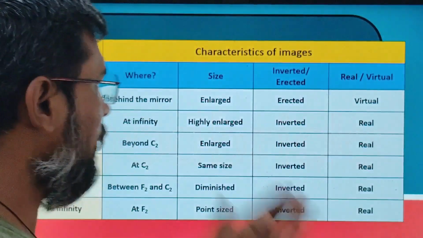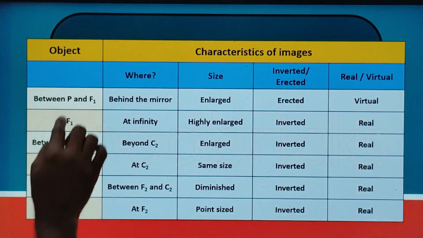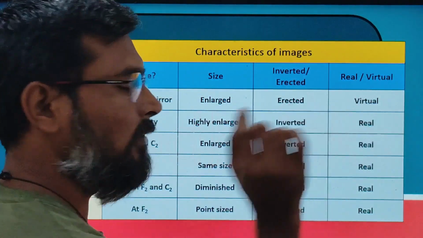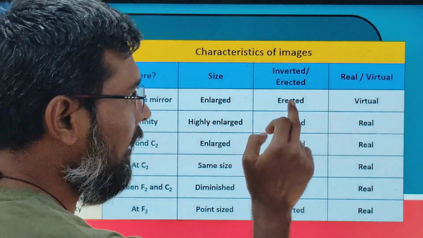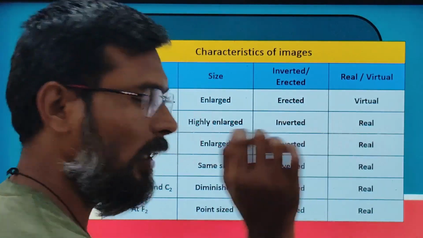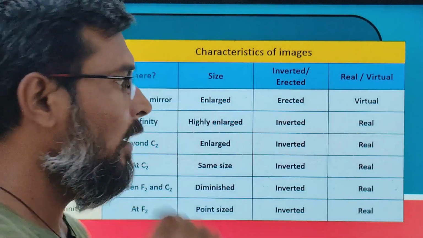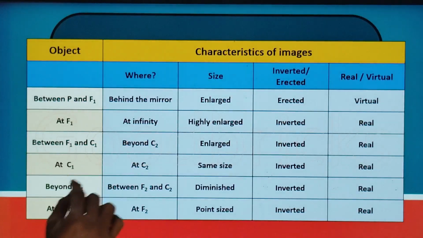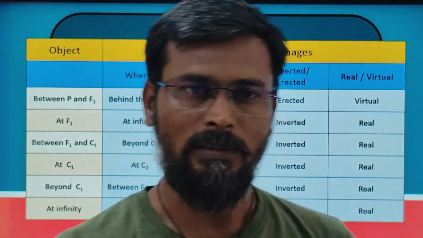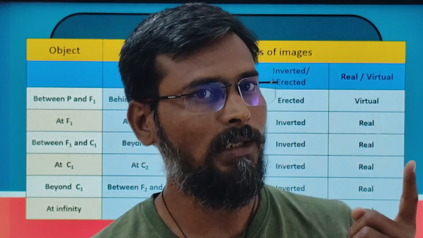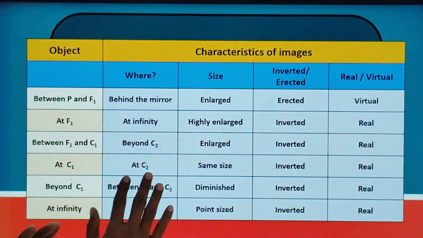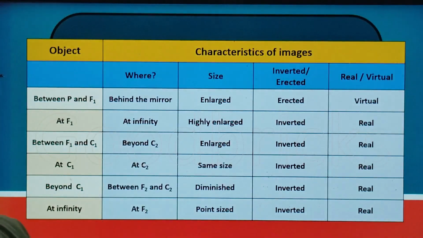So now come back to the characteristics. If the object is between P and F1, only in this case, an erect virtual image will be formed. Only one case, erect and virtual image will be formed. In all the remaining cases, an inverted and real image will be formed. If you talk about the size, when the object is at C1, only in this case, a same-size image will be formed. In all the remaining cases, either an enlarged or diminished image will be formed. So these are the different characteristics and these are the different positions of the image.